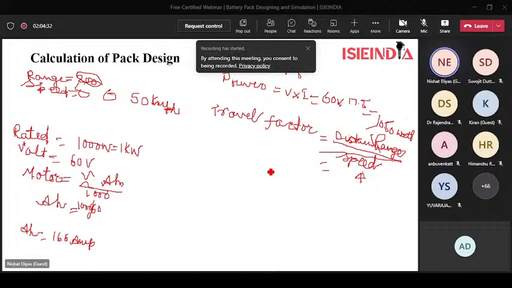So the power required will be the travel factor and the power we have calculated here, that is the 4. It will come out to be 4200 watt.